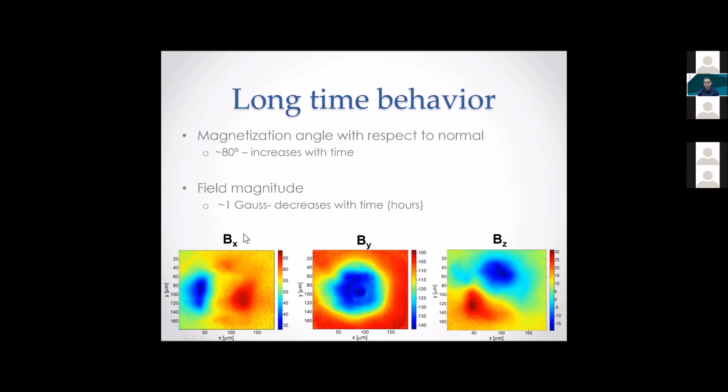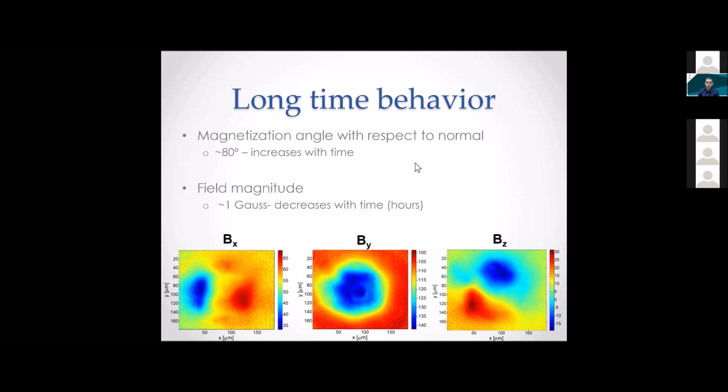One can see that, again, we're depicting the stray magnetic field measurements on the 3 axes. One can see that the amplitude of the field has decreased by about a factor of 10. But in addition to that, the magnetization angle has increased to about 80 degrees. So essentially, if we start with a magnetization or an effective dipole that points at about 45 or 50 degrees, it slowly falls down. Okay, so it slowly becomes in plane.